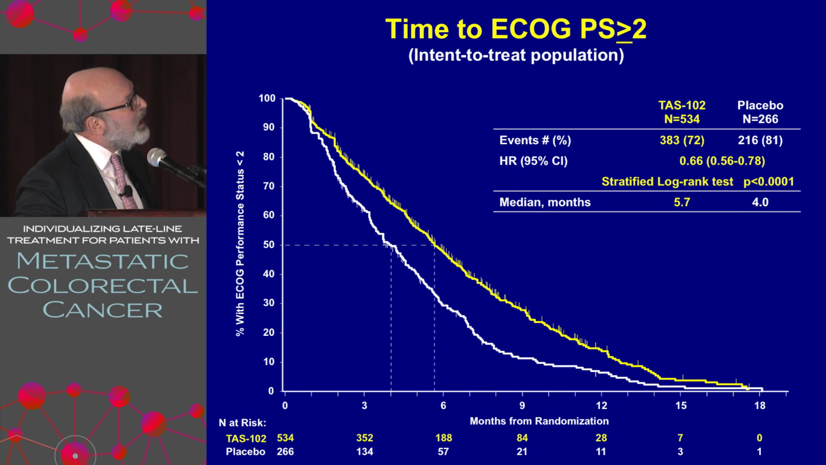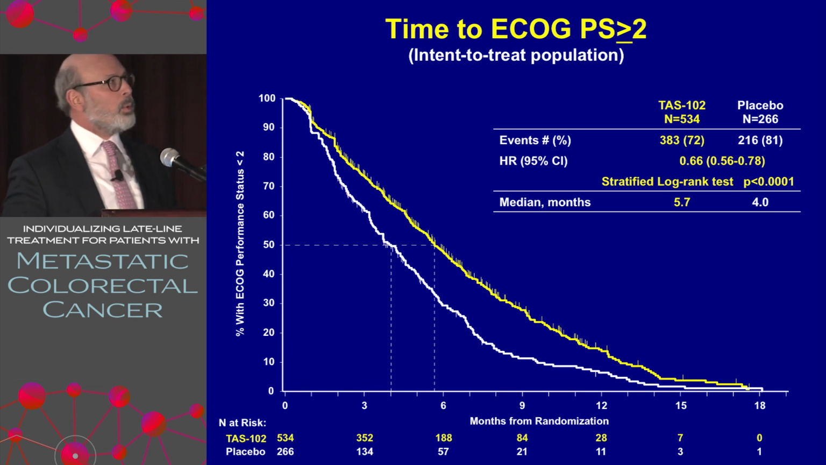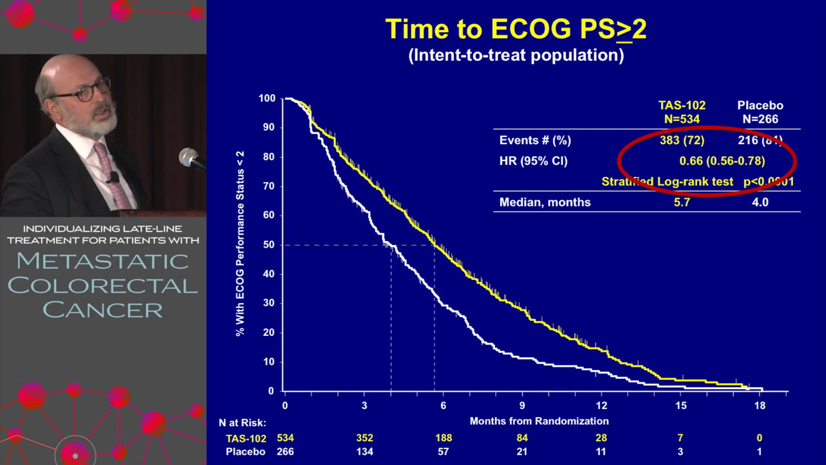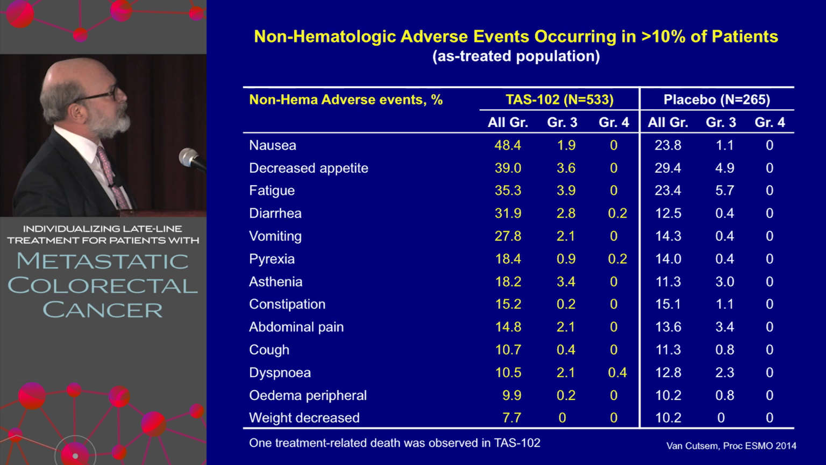Furthermore, the time to developing performance status 2, because everybody on the trial had to have performance status 0 or 1, was also significantly improved with a hazard ratio of 0.66, so about 50% longer.